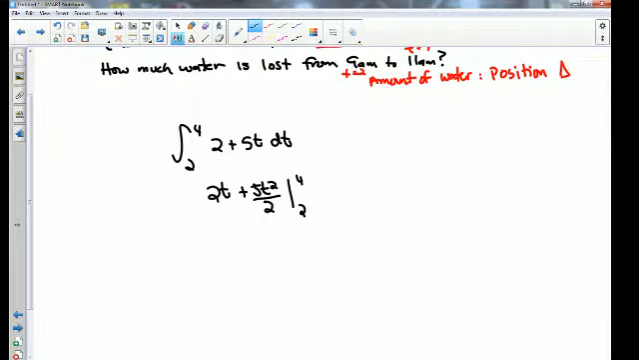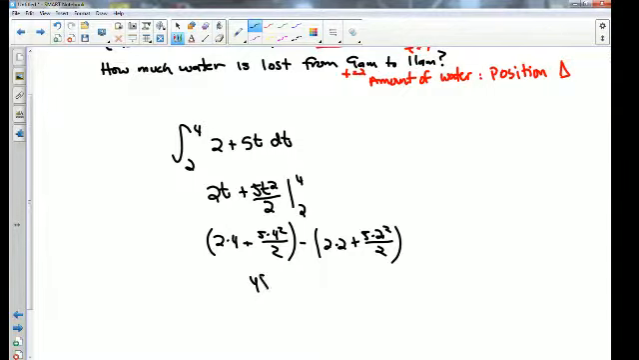All right, let's see what you got. 2 times 4 plus 5 times 4 squared over 2, minus 2 times 2 plus 5 times 2 squared over 2. Now you can shorten that up if you want. I write it the long way so that those of us who are still a little confused can see where the numbers go.